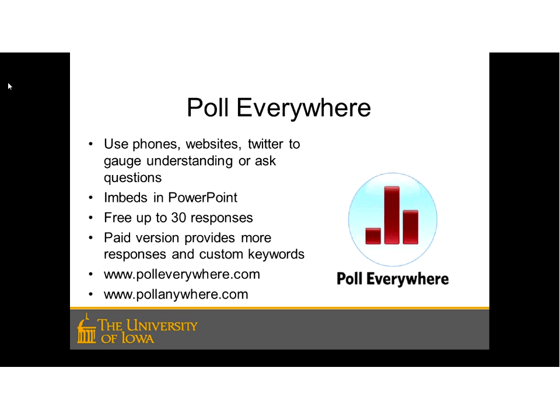So if you have a small class, the free version will work fine. And you just go to PollEverywhere.com or PollAnywhere.com. They'll both take you to the same spot. You set up your own account, and you've got these polls that you can run. There is a paid version where you can get more responses out of it, or you can customize keywords there, which might be a little bit easier. But the 30 free response thing works pretty well for just about everybody.